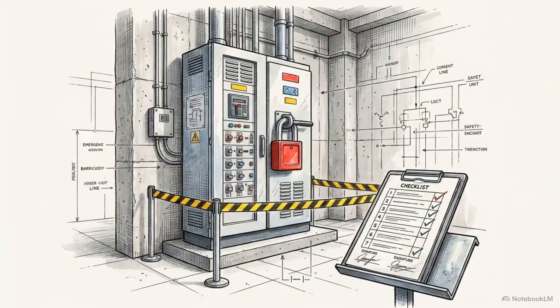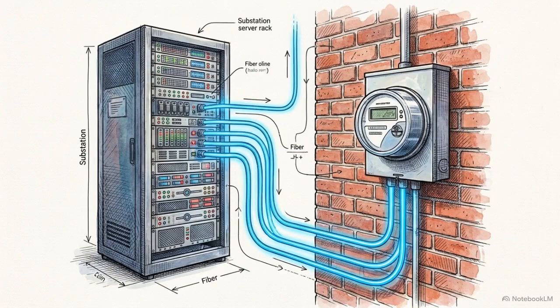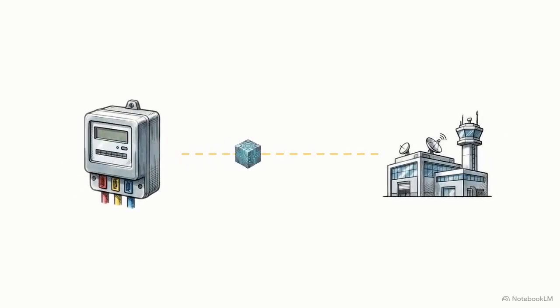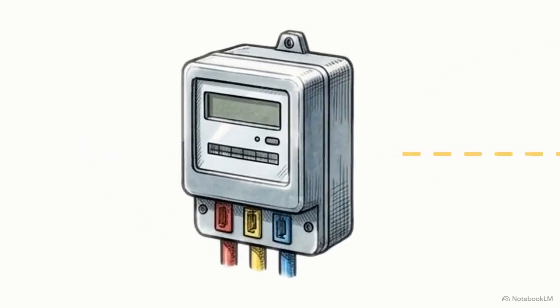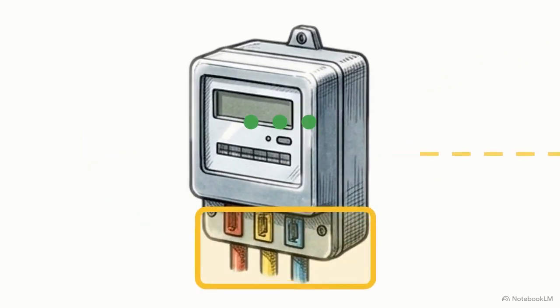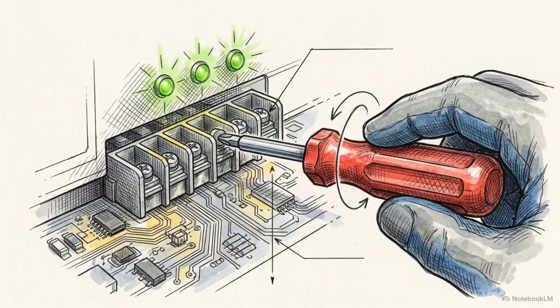Procedure 14.1 details the testing of advanced metering infrastructure. Testing AMI requires validating a continuous data pipeline from the physical meter out to the control center. Execution begins with a mandatory visual and mechanical inspection. You check terminal tightness and verify the meter health LEDs before any current is applied.